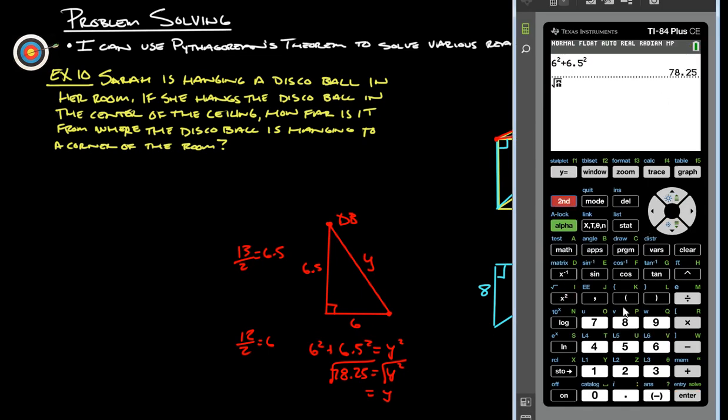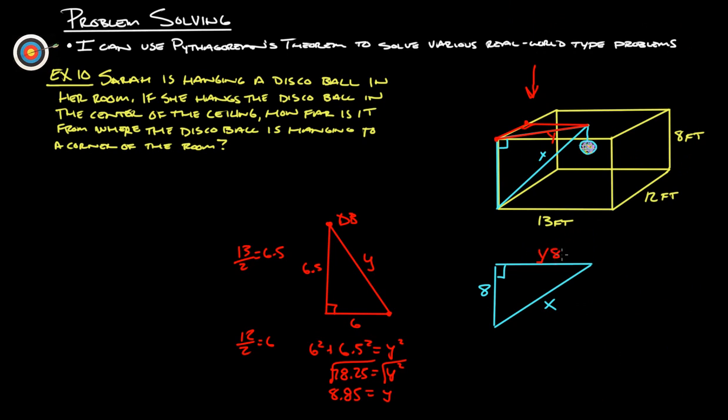Square root our answer. Oops, that's not what I wanted. I messed that up somehow. Let's try this again. Okay, got our 78.25 back, so we square root our answer. I hit the wrong key, that's why I messed that up. So we square root our answer, and we get 8.845. First, second, third significant figure: the 5 turns the 4 into a 5, so we get 8.85.